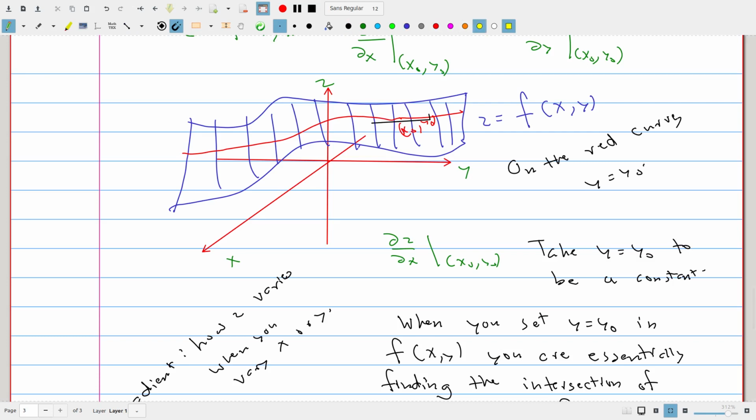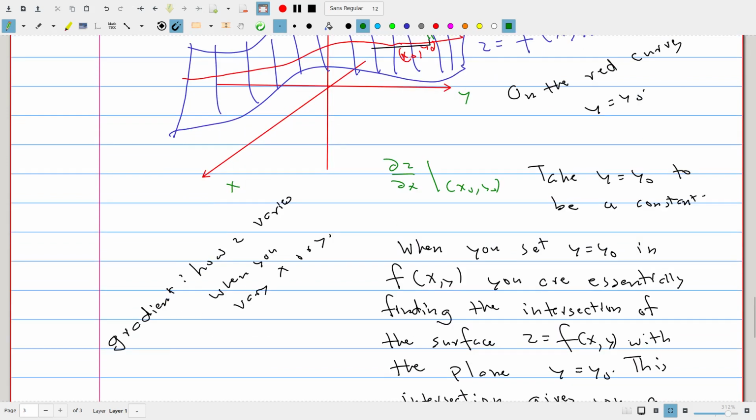I'm running out of colors. Right, sorry. Again, poor choice of color. So undo that. We'll go back to green. Let's call this tangent t1. This is the tangent whose gradient you get when you find partial z over partial x.